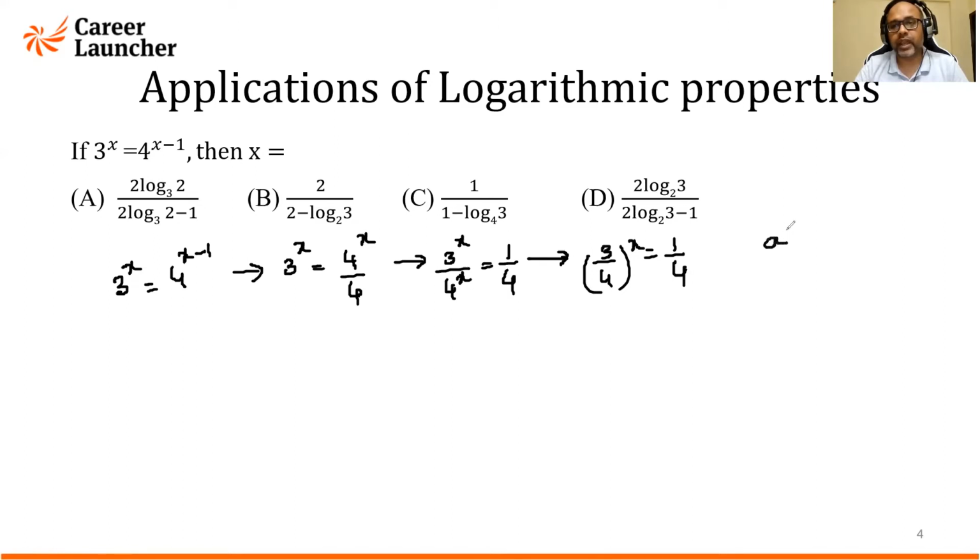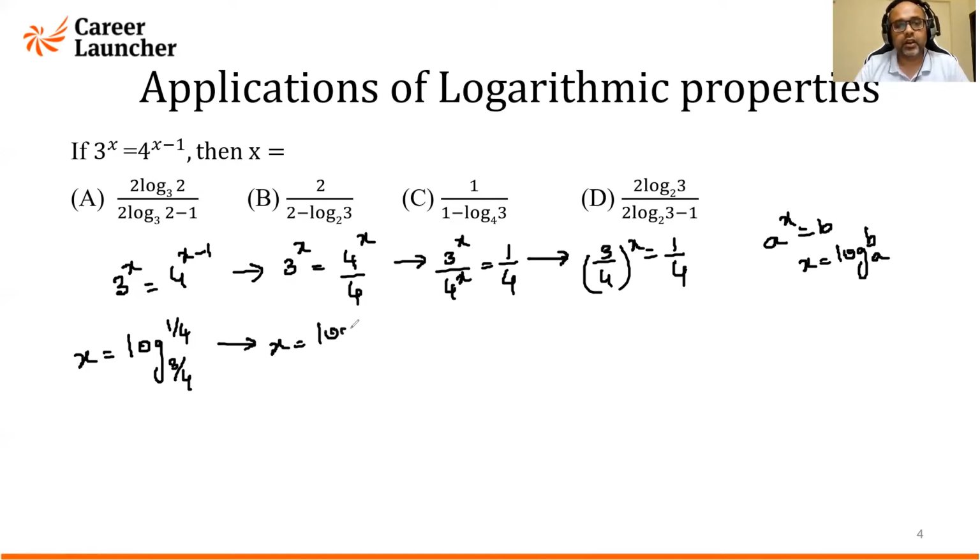Okay, now this is of the form a power x equal to b, which means if I apply logarithm, if you remember my first video of logarithm, I can write x equal to log b base a. So I will write x equal to log of 3 by 4 to the base 1 by 4. Sorry, my mistake. Log of 1 by 4 to the base 3 by 4. Now, if you notice, there is no 4 over here. You have only base 3 or base 2 in the options, which means you can manipulate this x as (log 1 minus log 4) by (log 3 minus log 4).